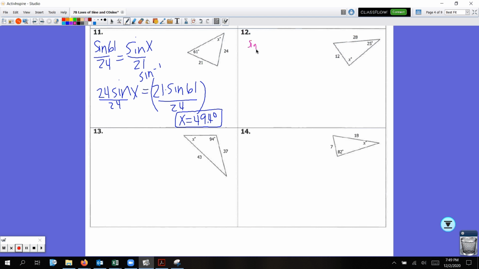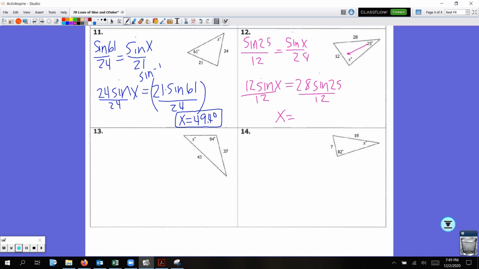All right. One more for the people. We have sine of 25 over 12, because that's given. We have to use that given. And we set up our proportion, sine x over 28. Then we do our cross multiplication, 12 sine x equals 28 sine 25. Divide by 12.